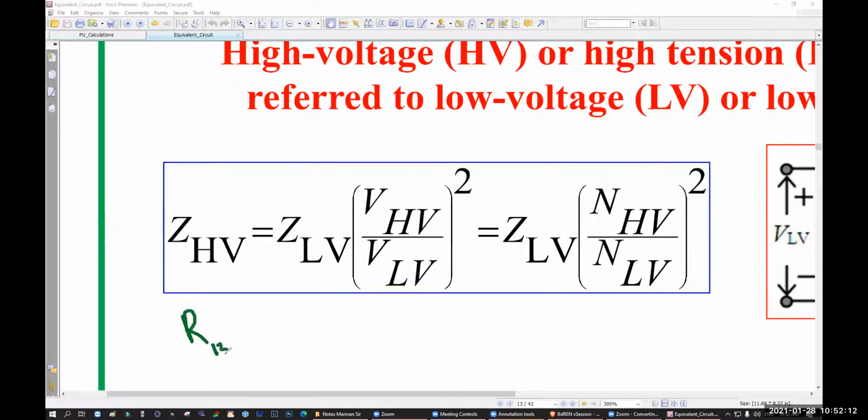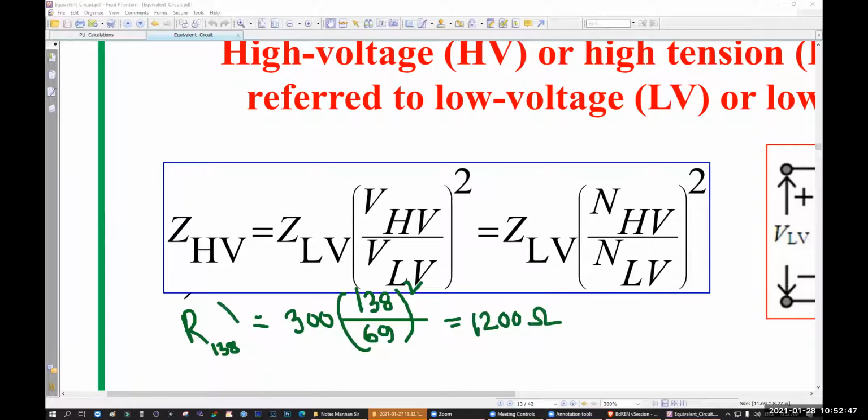Resistance of the 138 side is equal to the resistance of the 69 side. Then the voltage of the 138 side, that means 138 actually. Understood? Yes. The voltage of the low voltage side, that means 69. Understood? Whole square. So here you had 300. So let's write 300. Your value will be 1200.